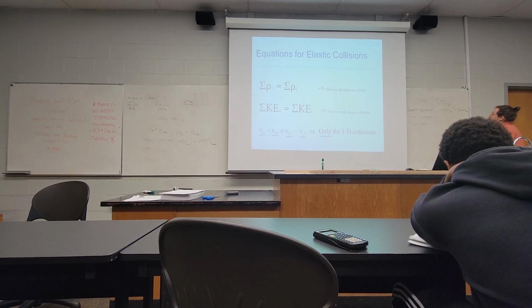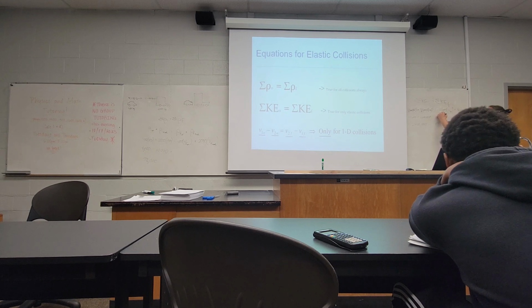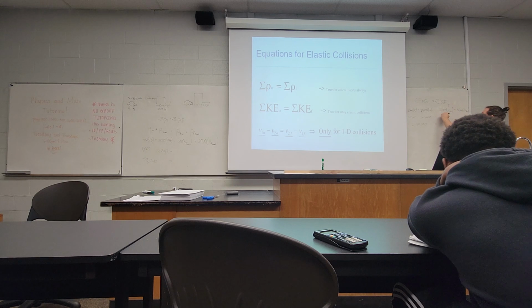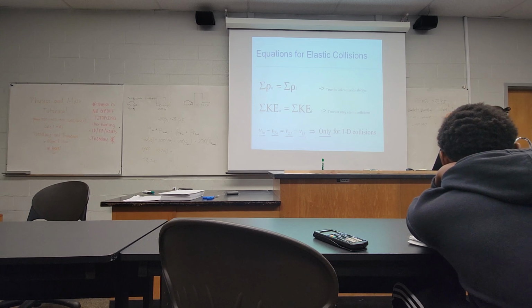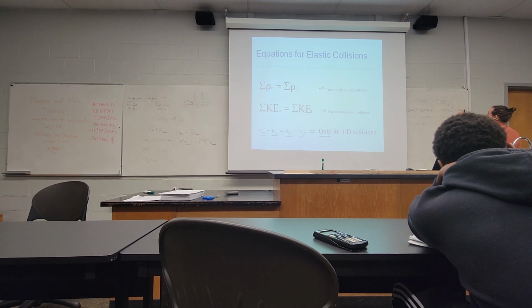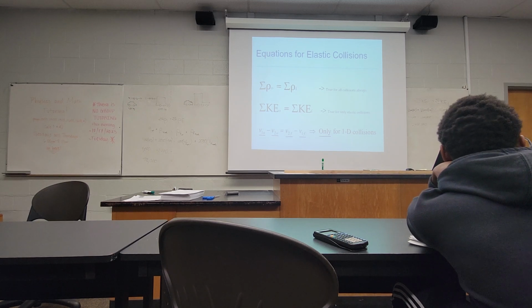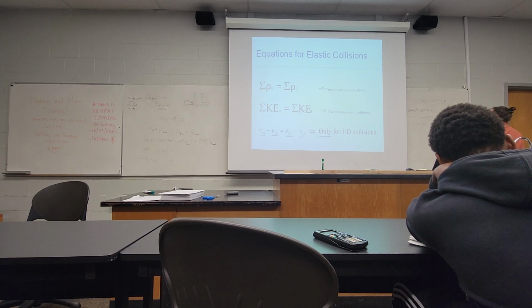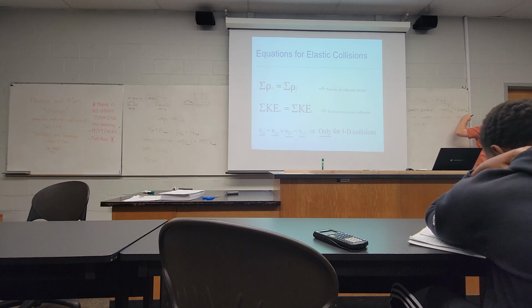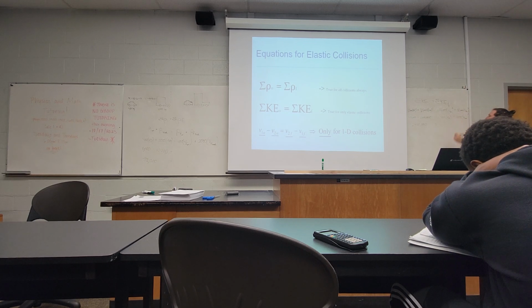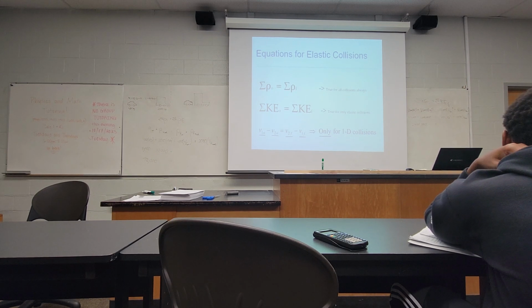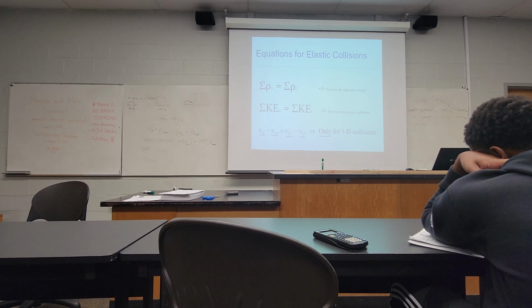What we can do though: 1/2 times 400 is 200, VF car squared. 1/2 times 2,000 is 1,000, VF truck squared. Those two unknowns are different. We cannot combine them, unfortunately.